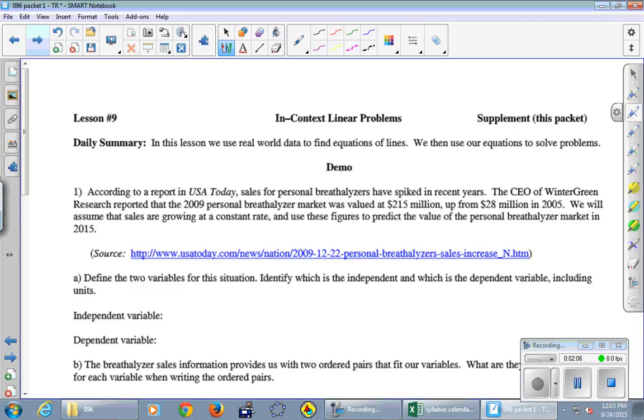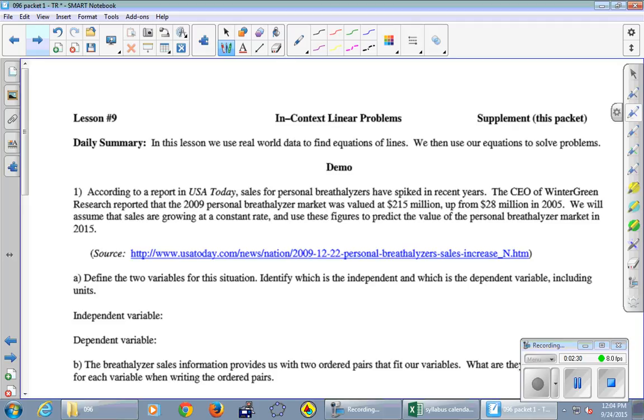We'll take a look at our daily summary at the top of 67. In this lesson, we use real-world data to find equations of lines. We then use our equations to solve problems. This looks an awful lot like what we did last class. The only difference today is that we're just going to be given 2 data points. There'll still be a context. It'll still come from a word problem, but we'll just be given 2 points, and we'll find the equation of the line that connects them, and we'll use that equation to answer some other problems.